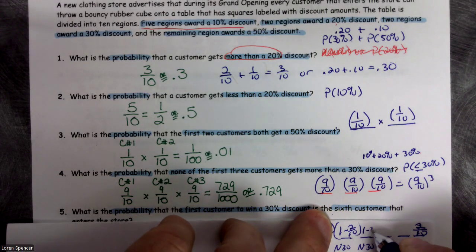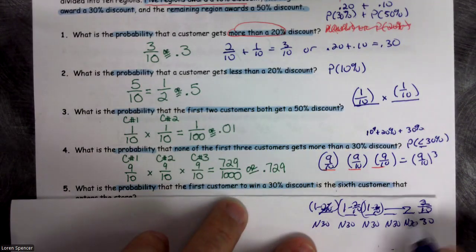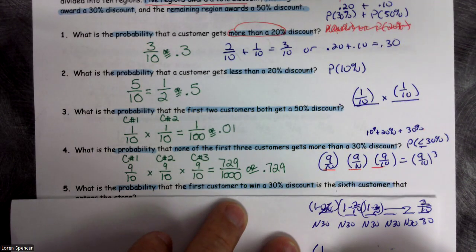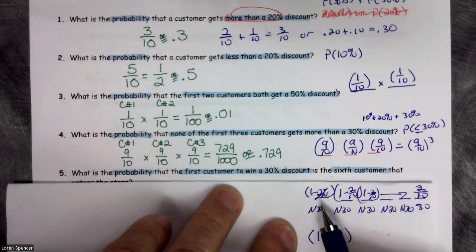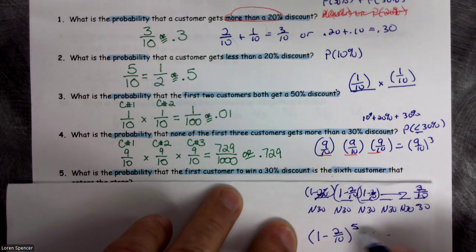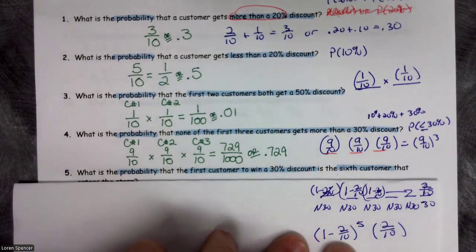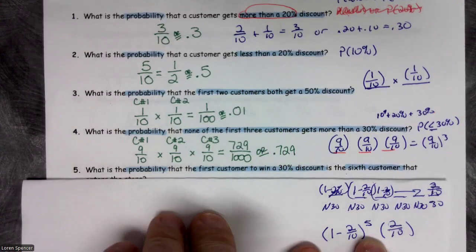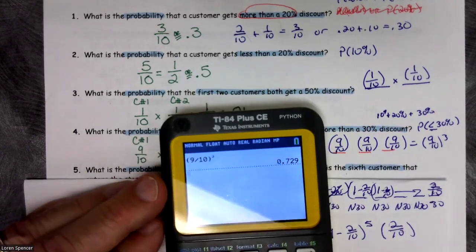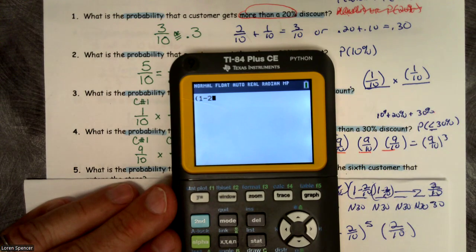And we have 1 minus 2 out of 10 all the way across. Well, I could sit there and write that a bunch of times, or I could just be smart about it and go 1 minus 2 over 10, that whole thing in parentheses, and I have to do it 1, 2, 3, 4, 5 times. And then I have to get 30% on the last one. So that's the way I'm going to put it in the calculator: 1 minus 2 out of 10 raised to the 5th power times 2/10. Now, there are other ways to do it, but that's the way I'm going to express it because I think it makes more sense.